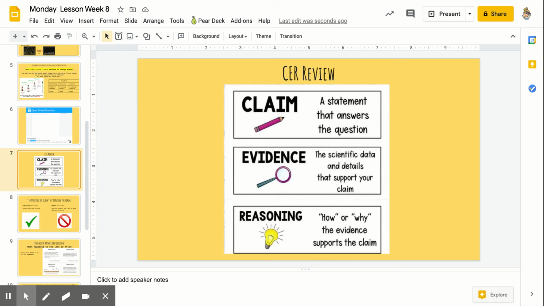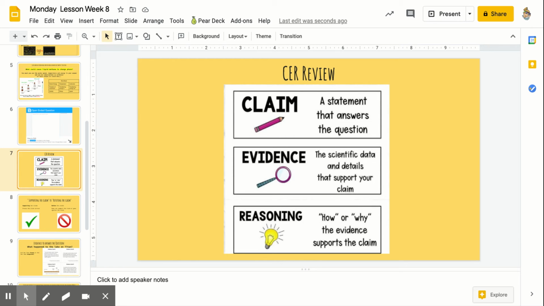So our first one here is claim. That claim is going to answer our question. It's a statement that just answers the question. So our claims for this unit are whether the lake froze or the lake evaporated. And then our evidence is the data or details or observations that support our claim. So our observations, graphs, charts, all of that is evidence that can be used to support our claim.